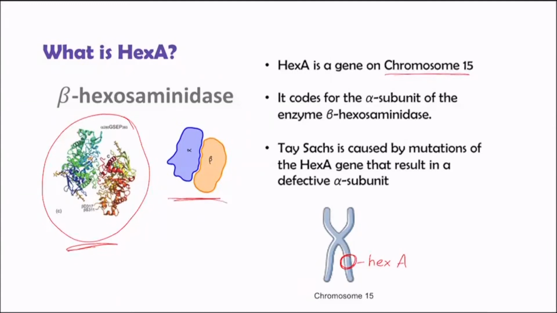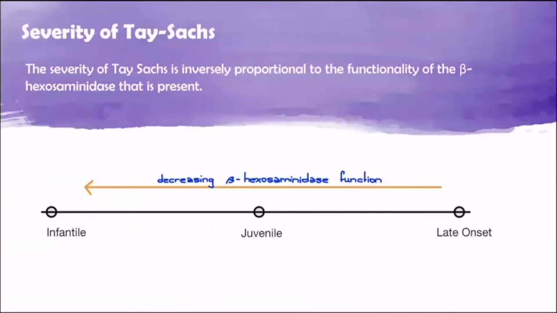Now, Tay Sachs is caused by a mutation in the HexA gene, that's this, that results in a defective alpha subunit being formed. The severity of Tay Sachs disease is inversely proportional to the functionality of the beta-hexosaminidase that is present. When I say the functionality of beta-hexosaminidase, I mean that they measure relative to that of someone who does not have Tay Sachs disease. Therefore, someone with Tay Sachs disease has a lower functionality than someone who does not.